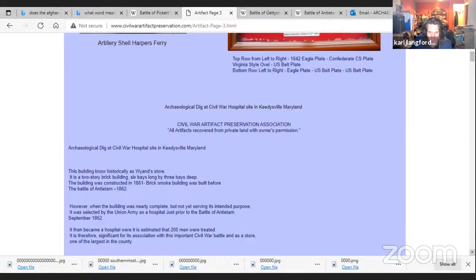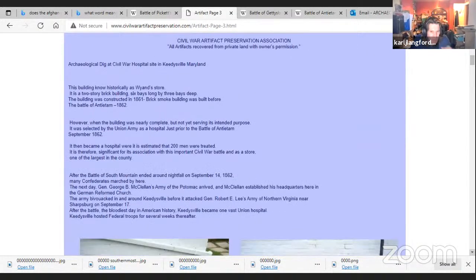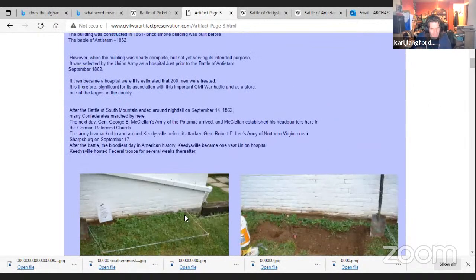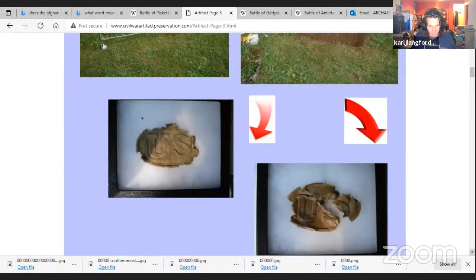All artifacts recovered from private land with owner's permission, so not federal land. It gives a little bit of information there about various artifacts and what they're saying there. They're talking about a building associated with Antietam Creek in September 1862, and a hospital, a proper hospital. I think what we're talking about there is this area that they're excavating. All these little areas that they're excavating, this is where they're finding some of this evidence.